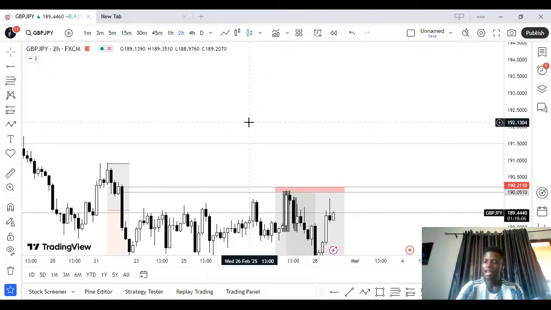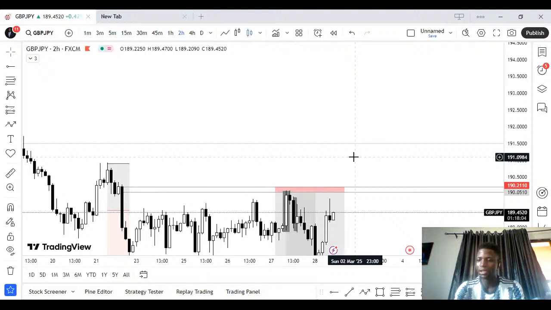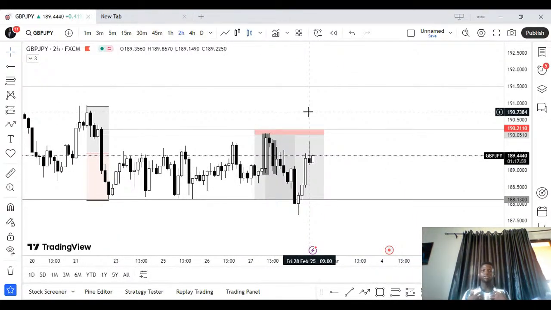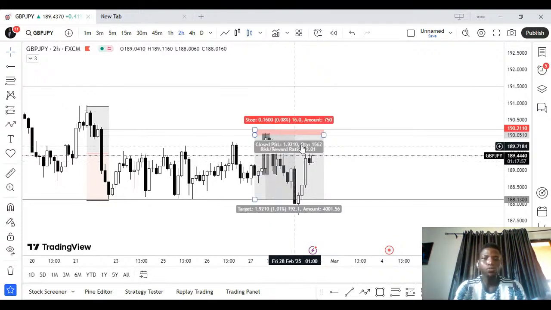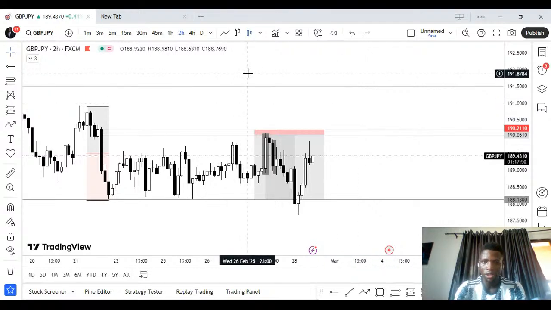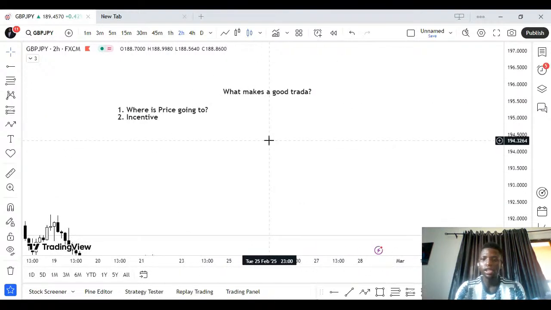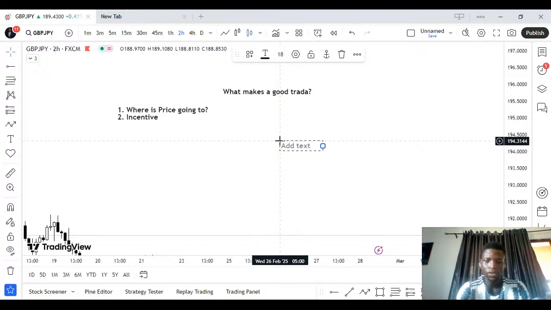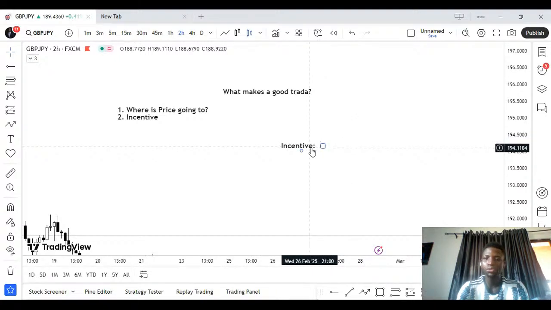That is an incentive. Now, I use that same idea in my trading, and I look for incentives in two ways. Number one, the incentive for price to come to your entry. The best incentive is something that can make price come to your entry. The first one is why should price come to your entry?